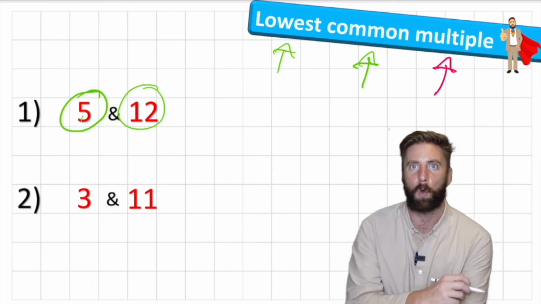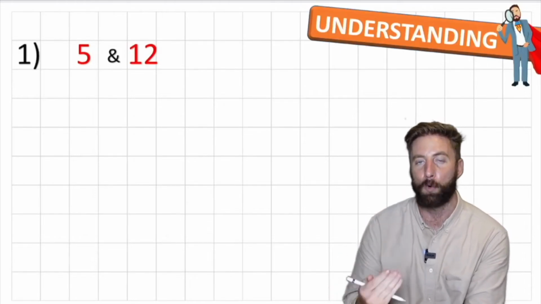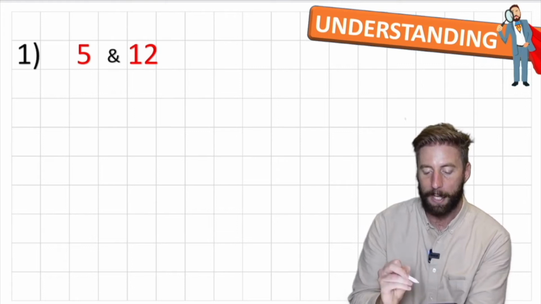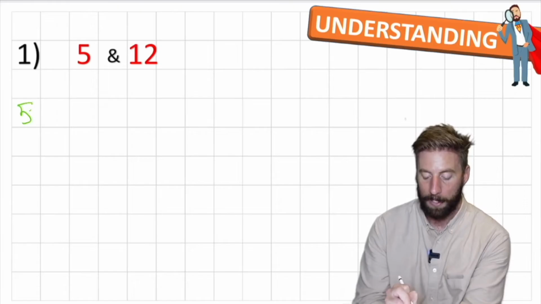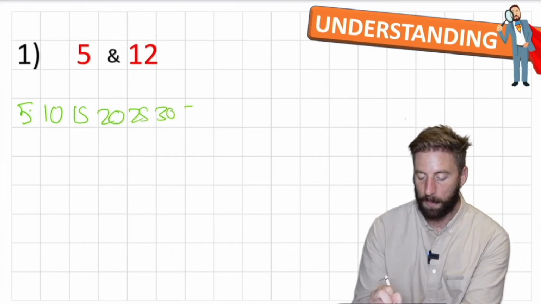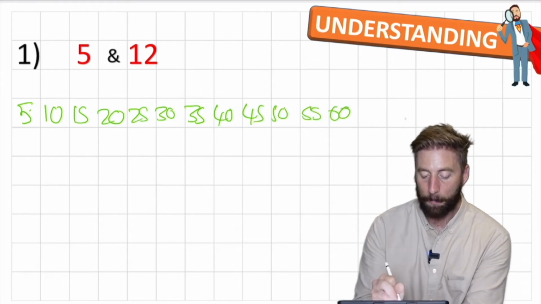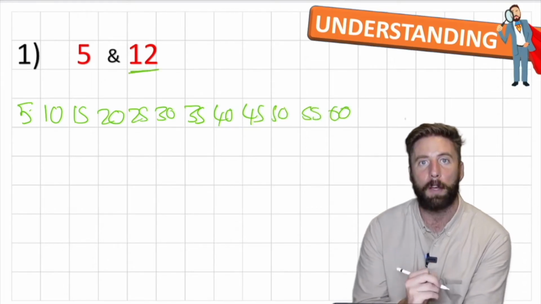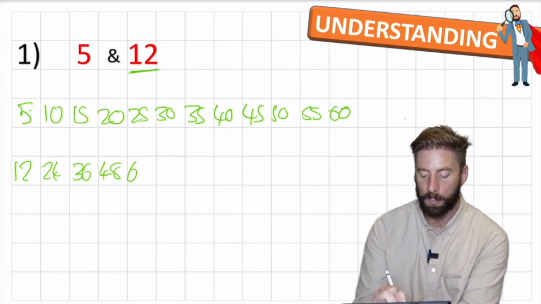Okay, let's begin with question 1 then. And I have 5 and 12. So I'm looking for that common multiple, the lowest common multiple. So I need to think about what my multiples are. Let's think about our 5 times table. 5, 10, 15, 20, 25, 30, 35, 40, 45, 50, 55, and 60. Let's stop there. And now let's think about our 12 and think about the 12 times table. So I would start with 12, 24, 36, 48, and 60.